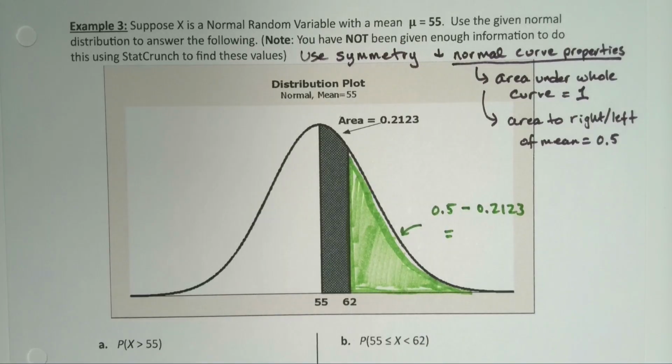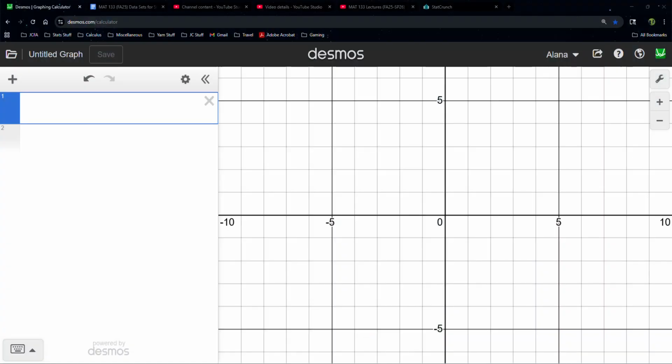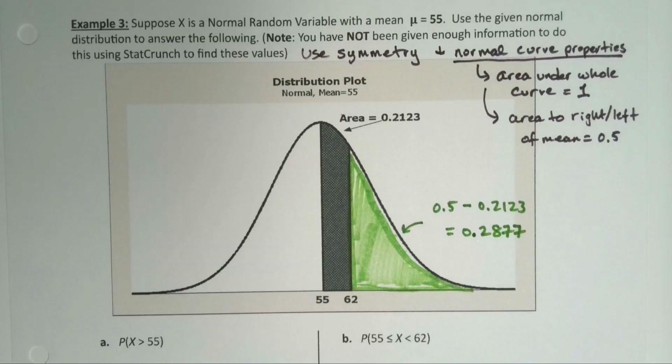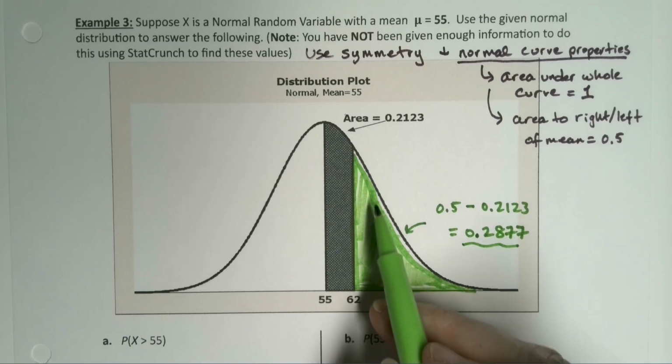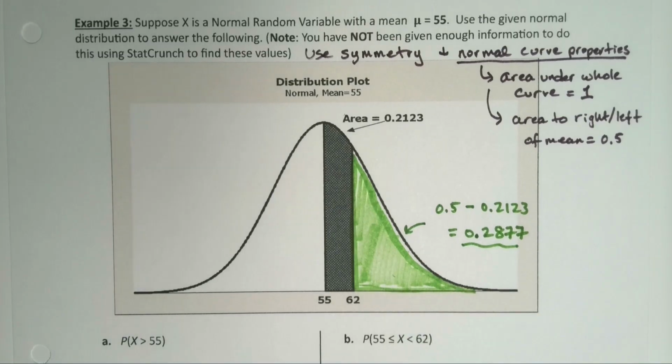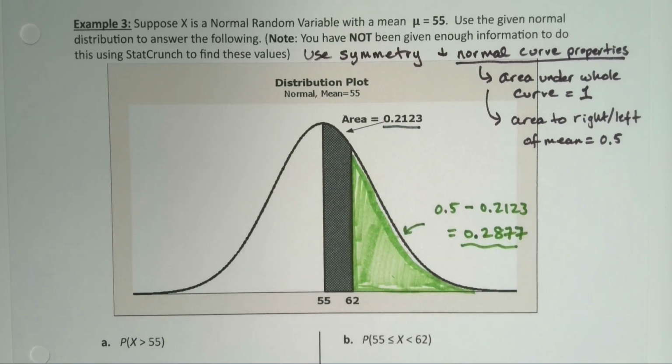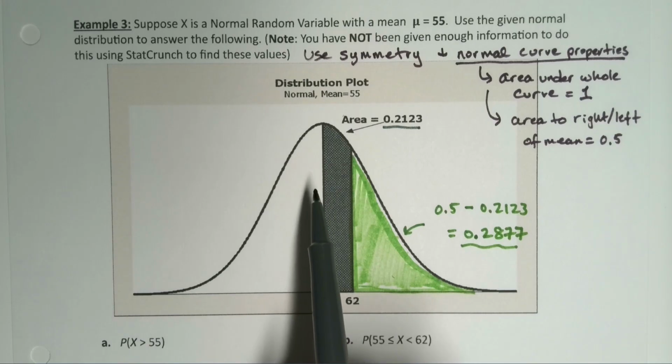Well, let me go grab Desmos and do that calculation. 0.5 minus 0.2123 is 0.2877. All right, so I know this section over here is 0.2877. I know this gray section that was given was 0.2123. All right, what about the other side? How am I going to find that?